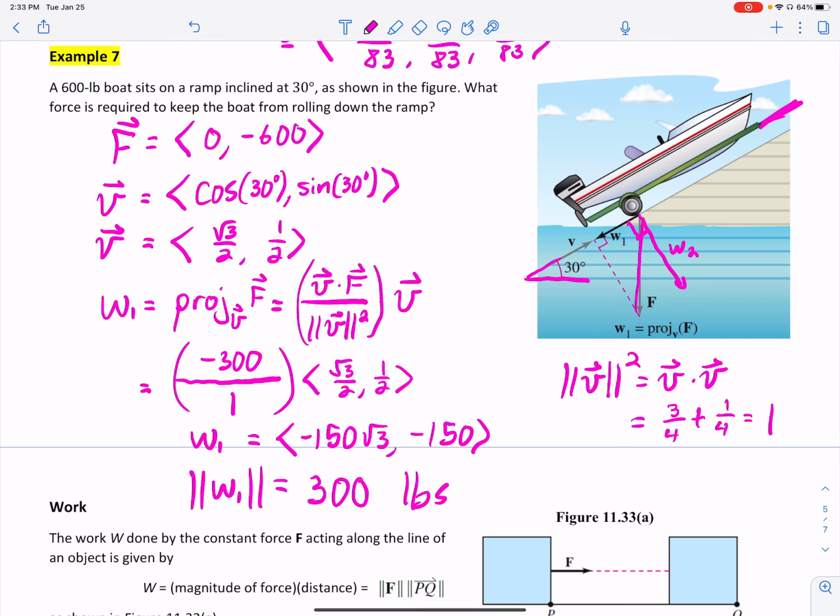Right here, right? W2 is the boat pushing down, but that just keeps the boat on the ramp. It doesn't keep it from going down. Do you see the difference? W1 pushes the boat down. W2 pushes the boat against the ramp. That's the gravity portion being split into two.